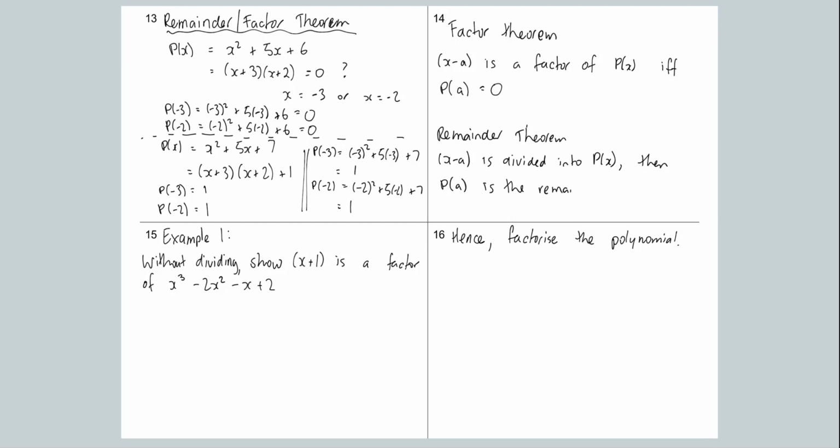It's in fact the same theorem really, because we know that a remainder of 0 means it goes in evenly, and if it goes in evenly, it's a factor. So it really is the same theorem. When x minus a is divided into P of X, then P of A is the remainder. If the remainder is 0, then it's also a factor. Okay, so that's basically it for the factor theorem and the remainder theorem.